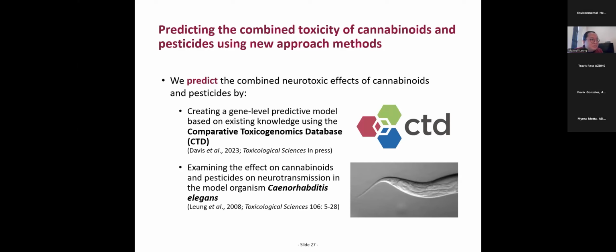The second method is to use a new model organism called C. elegans. I am one of the earliest scientists to develop this model. It has been a while now, as you can see. I'm going to show you how to use both methods to do toxicity testing with a cannabis pesticide mixture.